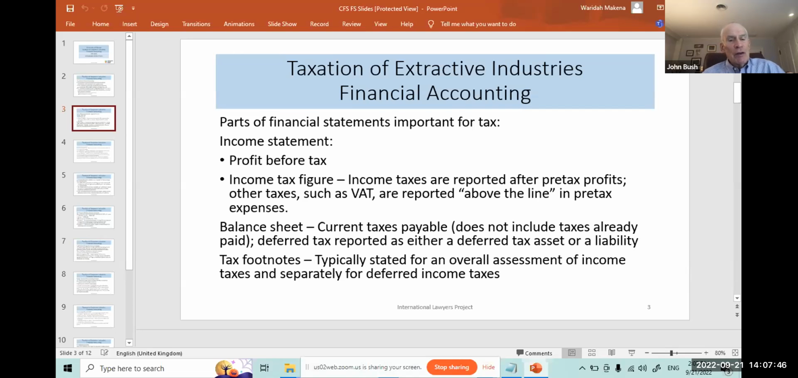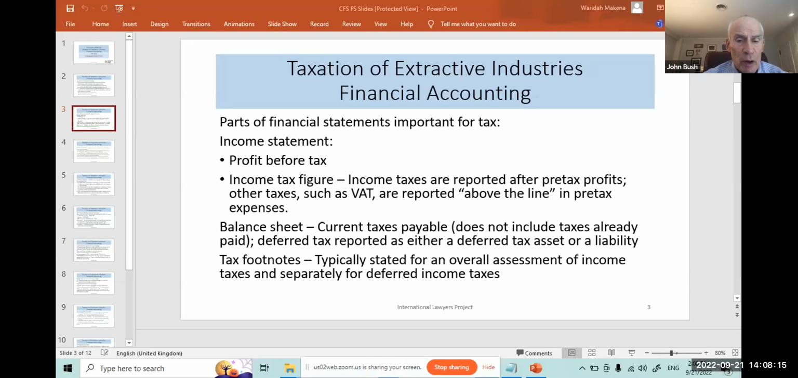There are all kinds of other taxes that companies pay, and these other taxes are referred to as above the line tax expenses. So you may not even see them. Typically, they are subsumed in other expense categories. But in any event, the figure that we're worried about today, for the most part, is income taxes, and that typically follows right after the pre-tax figure on the face of the financial statements.